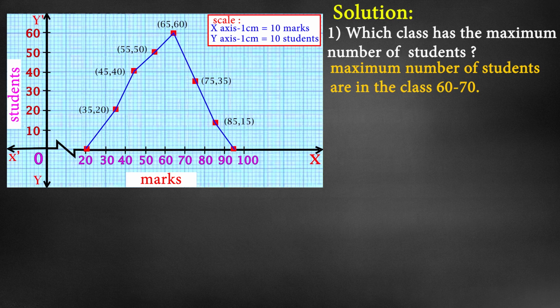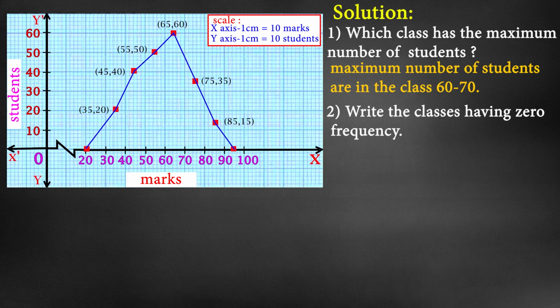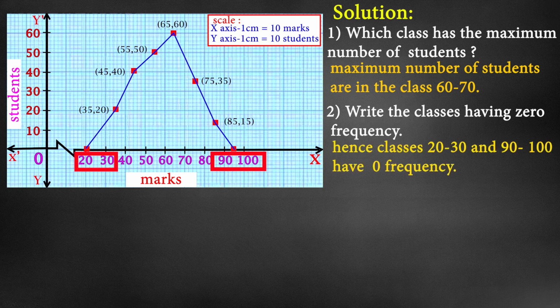Now, answer to point number 2. Write the classes having 0 frequency. Students, the graph starts from point 0 on the x-axis and lies in the class 20 to 30. Now, the line of graph meets the x-axis at the class 90 to 100. Hence, classes 20 to 30 and 90 to 100 have 0 frequency.